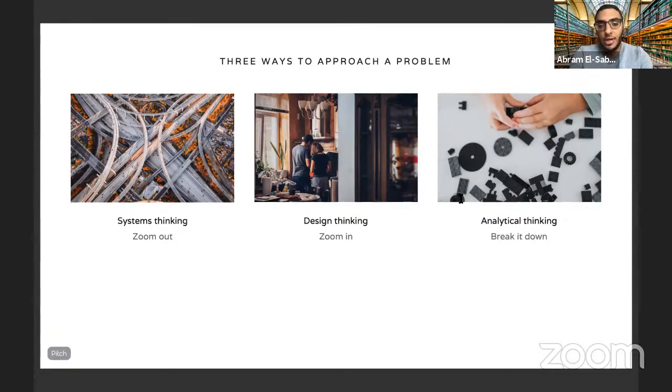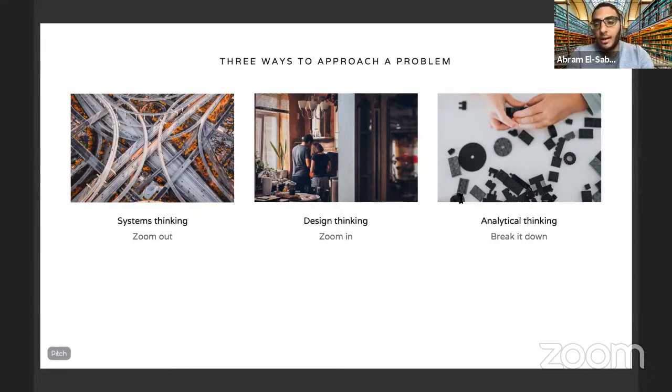And then at uni, I was introduced to systems thinking, which is zooming out and trying to understand how these entities interact in order to understand what's happening. When I started my career, I was introduced to design thinking, which is really trying to understand people's experiences. So systems thinking is zooming out, design thinking is zooming into the human experience, and analytical thinking is, maybe we can understand it if we just break it down.